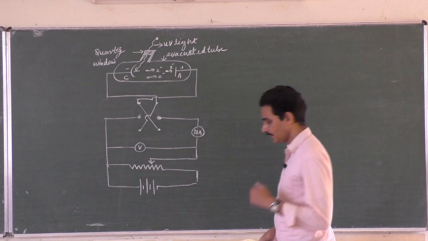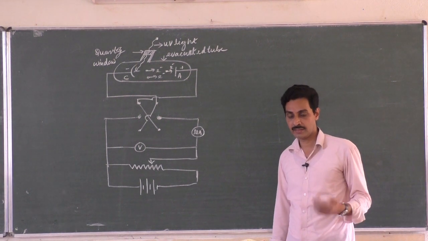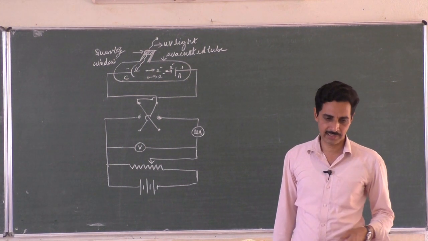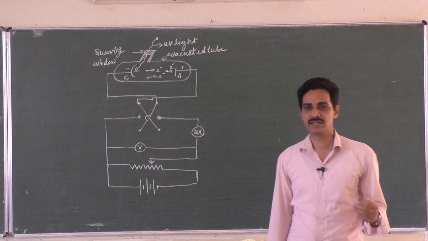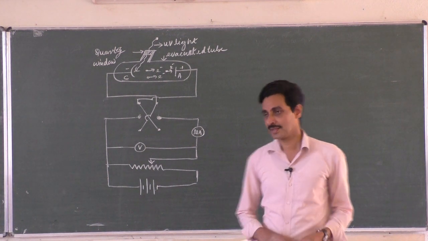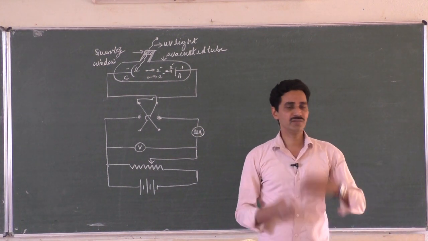One dependency is intensity. So Hallwachs and Lenard did the experiment. They came to know that the first conclusion they make is that the photoelectric effect is an instantaneous process. What do you mean by instantaneous process? As soon as the light falls, electrons come out, and there is no time gap.